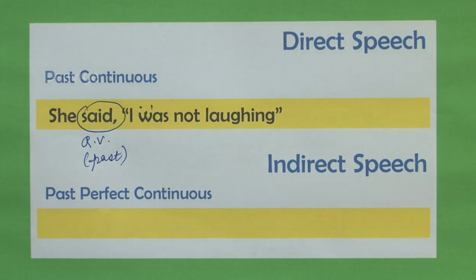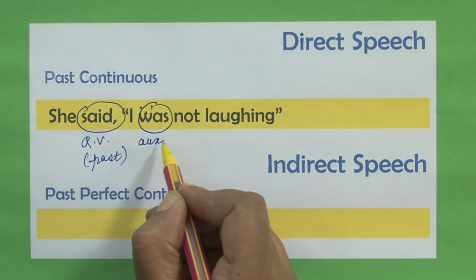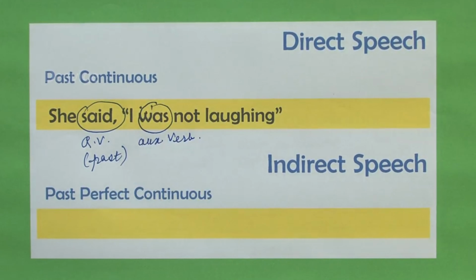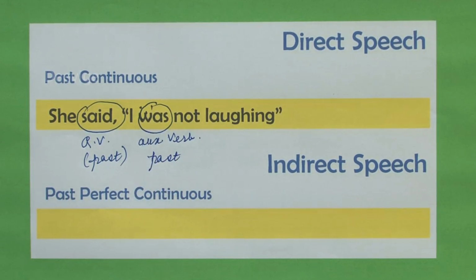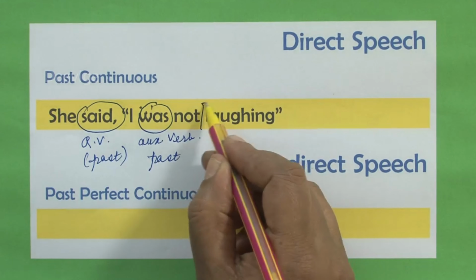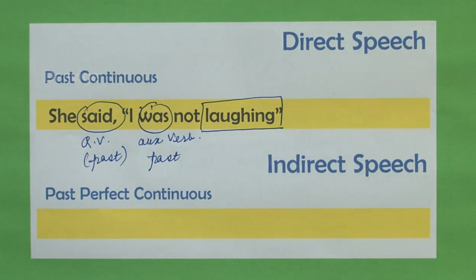Now, again, this particular sentence also has the auxiliary verb and the main verb. Which is the auxiliary verb, students? It is was. Was is the auxiliary verb, AUX, and I have just put a full stop. What is the tense of this auxiliary verb, students? It is in the past tense. Then, which is the main verb, students? It is laughing. Why do I call laughing the main verb, students? Because it indicates action or it denotes action.